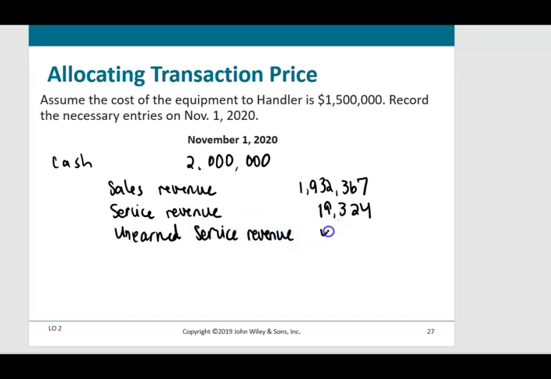For the amount of the training, 48,309. And we're also told that the cost of the equipment is 1.5 million. So at the time that we're recording the sales revenue for the equipment, we're also going to record the expense associated with the sale. So we debit cost of goods sold for the cost of the equipment, which we're told is 1.5 million, and we remove that from Handler's inventory account.